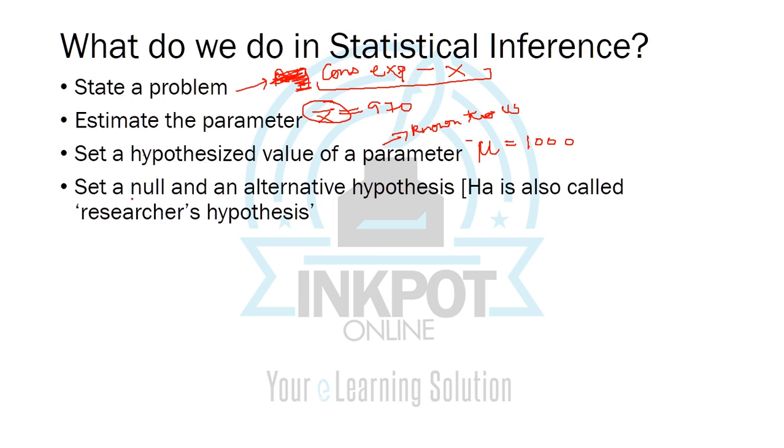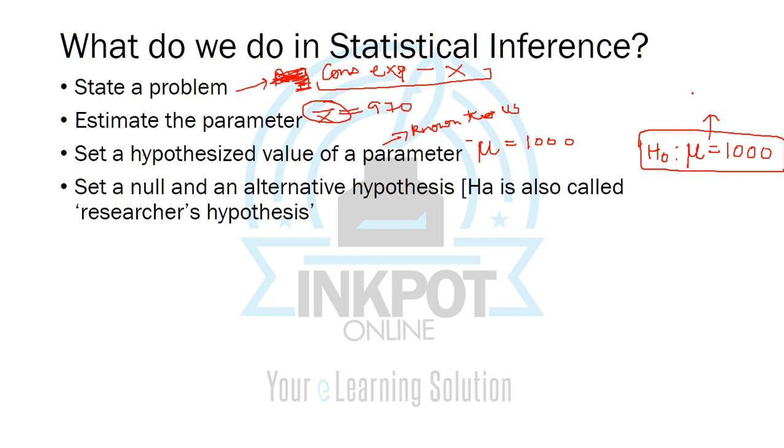Now we can set up a null hypothesis. Let's first define what we mean by null hypothesis. Null hypothesis is basically a claim. In this case the claim that we were trying to verify was that the average consumption expenditure of this particular group is 1000, right?